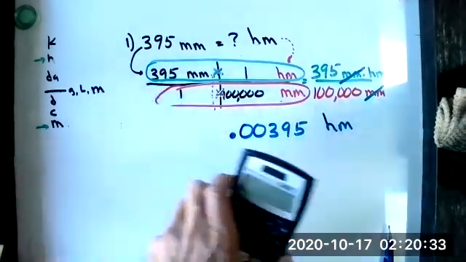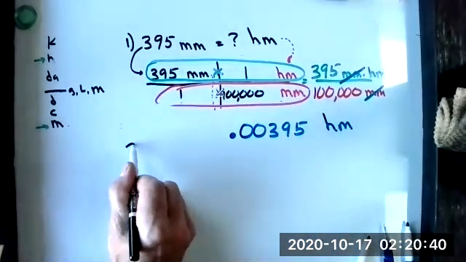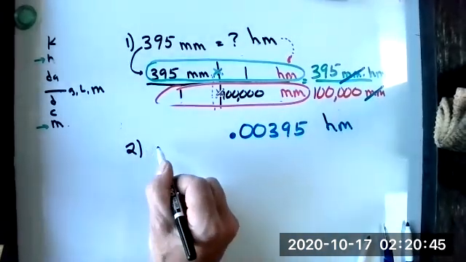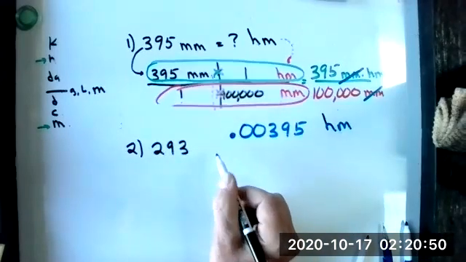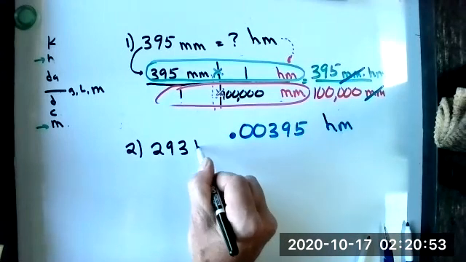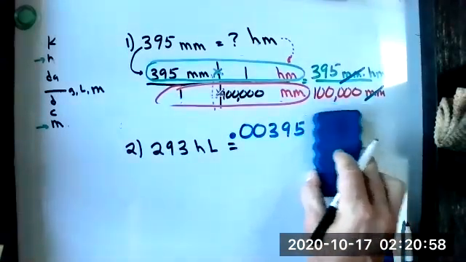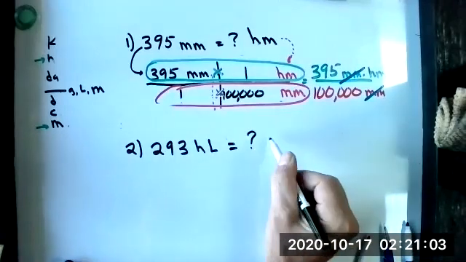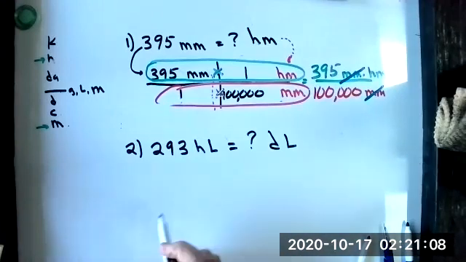Example number 2. I'll squeeze it down here at the bottom. Okay, example number 2. All right, let's say that we have 293 hectoliters, and I want to know how many deciliters I have. Okay, build the bridge right off the bat.